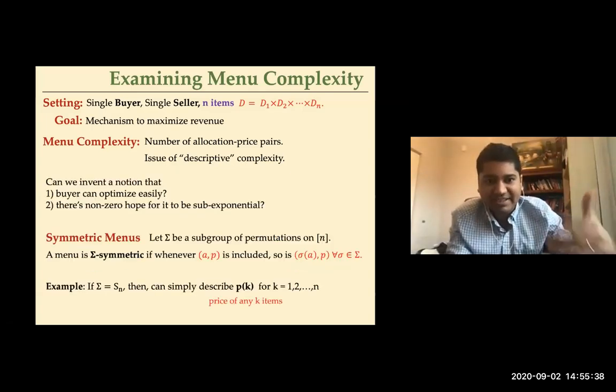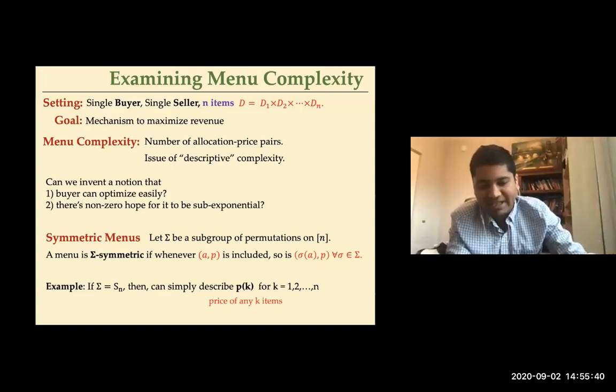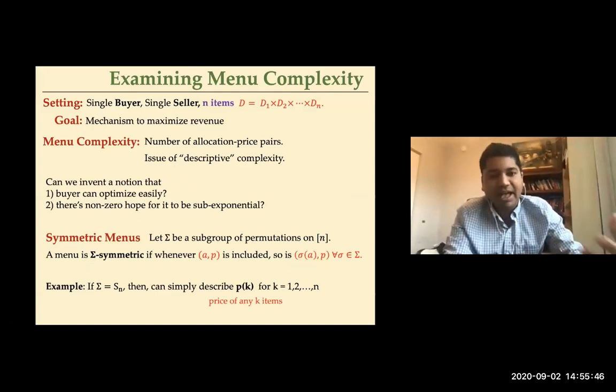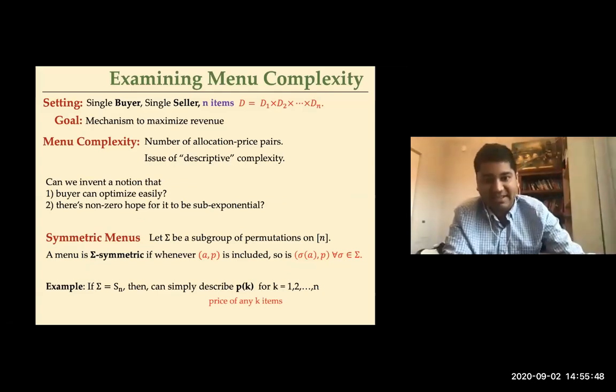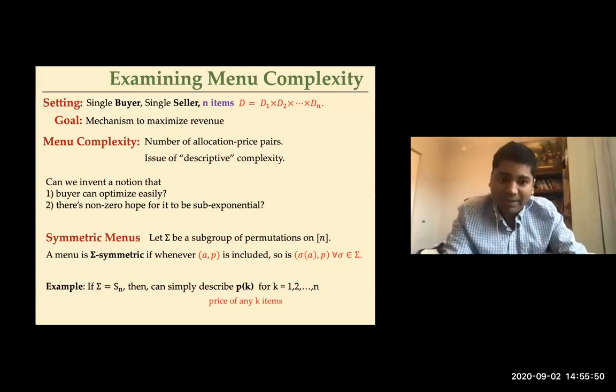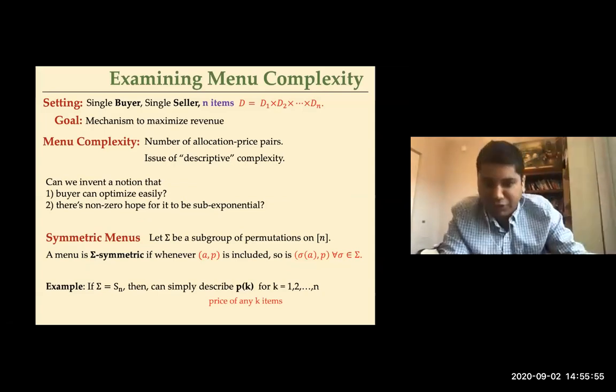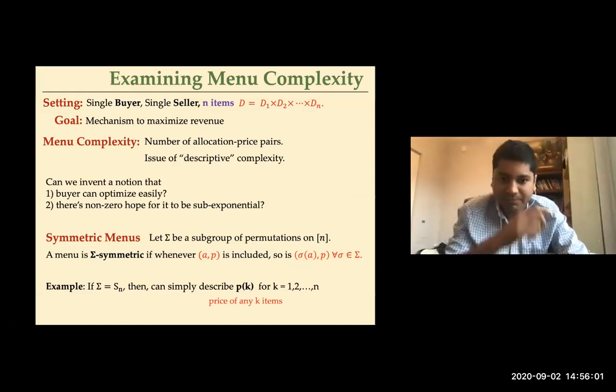And so in some sense, that's where our main innovation is. We come up with this notion of symmetric menu complexity that allows the buyer to still optimize easily. And there's actually a hope, and we prove for unit demand buyers that there is in fact truth, that it can be actually sub-exponential size. So in the last 1 minute, I want to just explain to you what this symmetric menu complexity is, and I'll stop there.